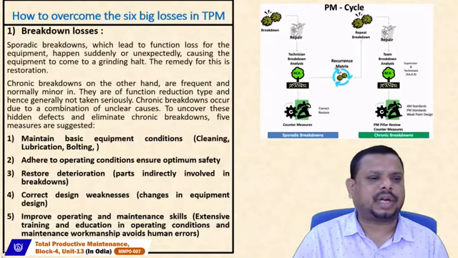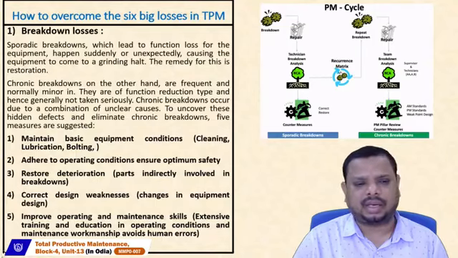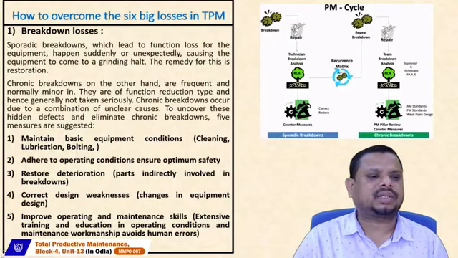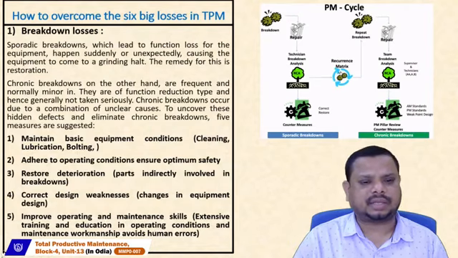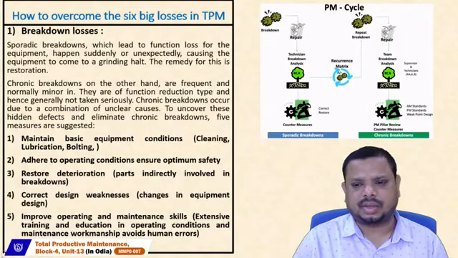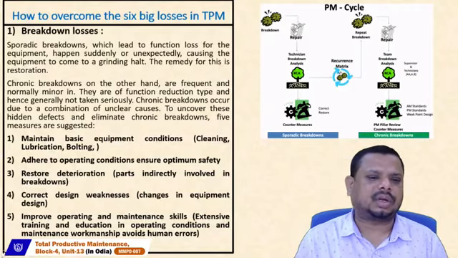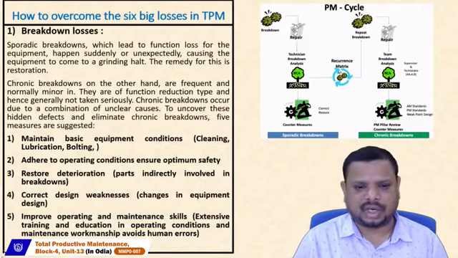The rest is chronic breakdowns. They are frequent and normally minor in their functional reduction times, and hence generally not taken seriously. Chronic breakdowns occur due to a combination of unclear causes, and uncovering these hidden defects is how you eliminate chronic breakdowns, in five major suggestions. These are the minor breakdowns which are unknown to the operators.